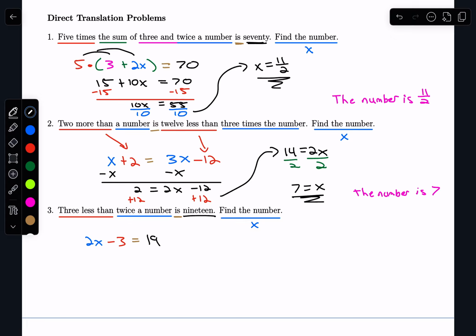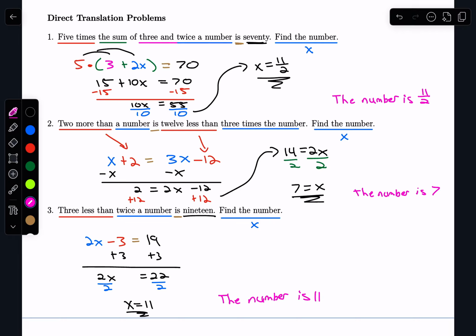Solving this one is going to be nice and simple. We just have to add 3 to both sides. Get that 2x isolated. So we have 2x equals 22. And then when we divide both sides by 2, that is going to leave us with x equals 11. So then the interpretation result is to take that and say that the number is 11.